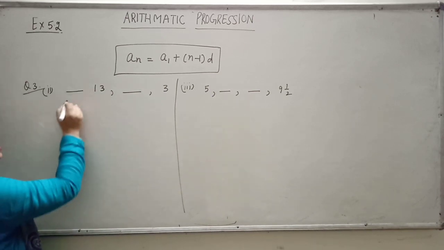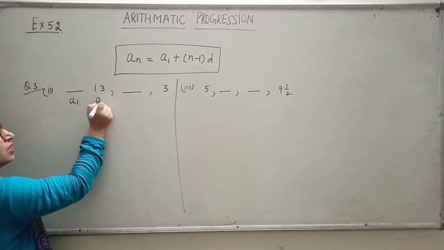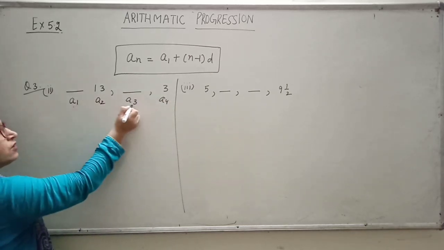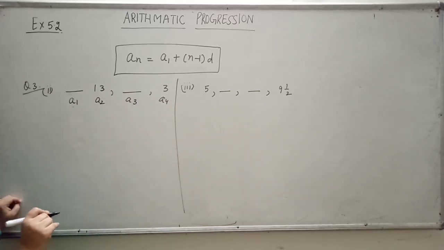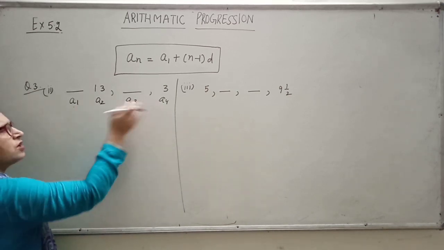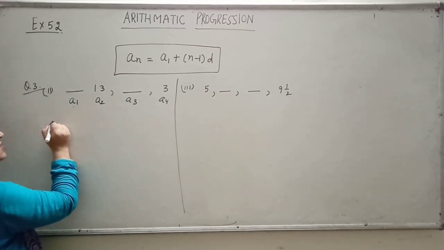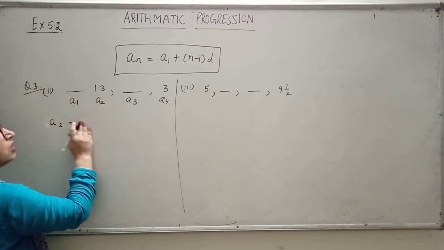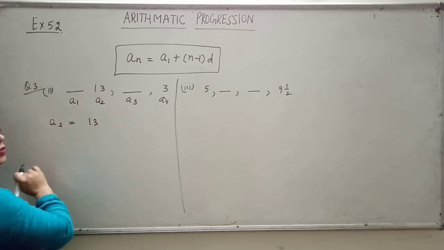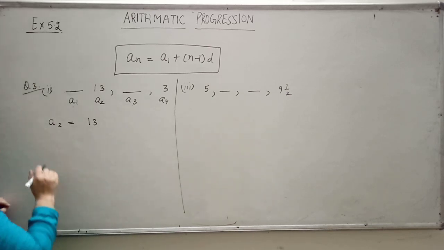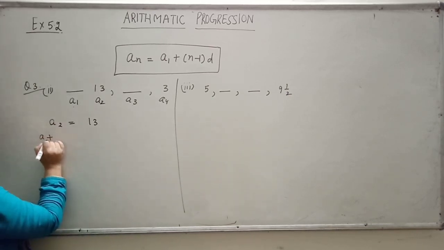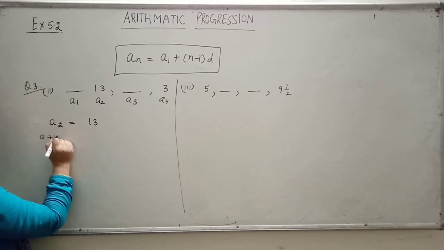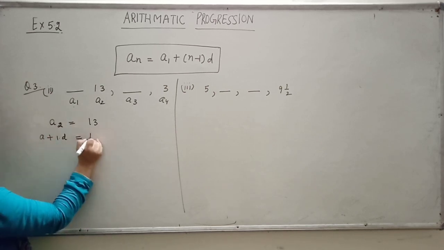And now you have to find a1. This is a1, this is a2, this is a3 and this is a4. You have to find out a1 and a3. Okay, so now either a2 or a4 is given, you can take either one. What is a2 here? a2 is 13. What is the formula for a2? That is a plus 1d, because it is 2 here. So it is 1d. That is equal to 13.